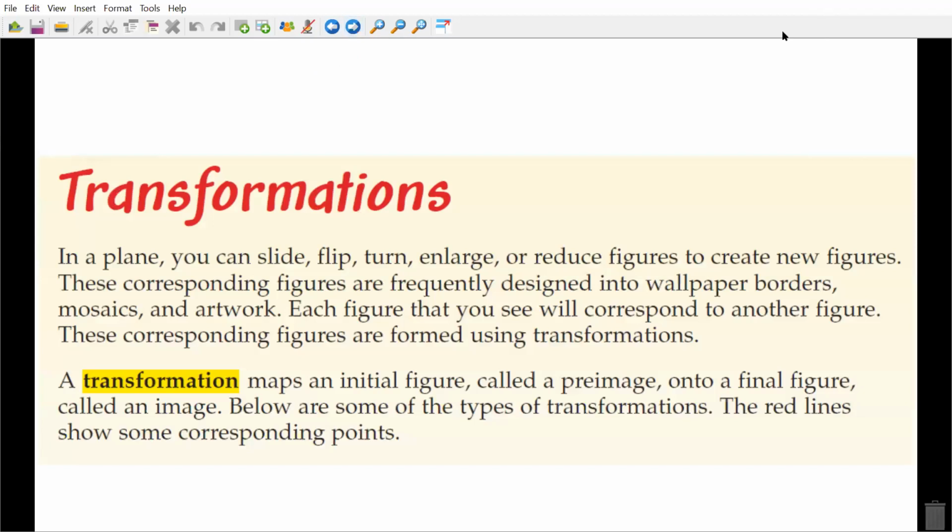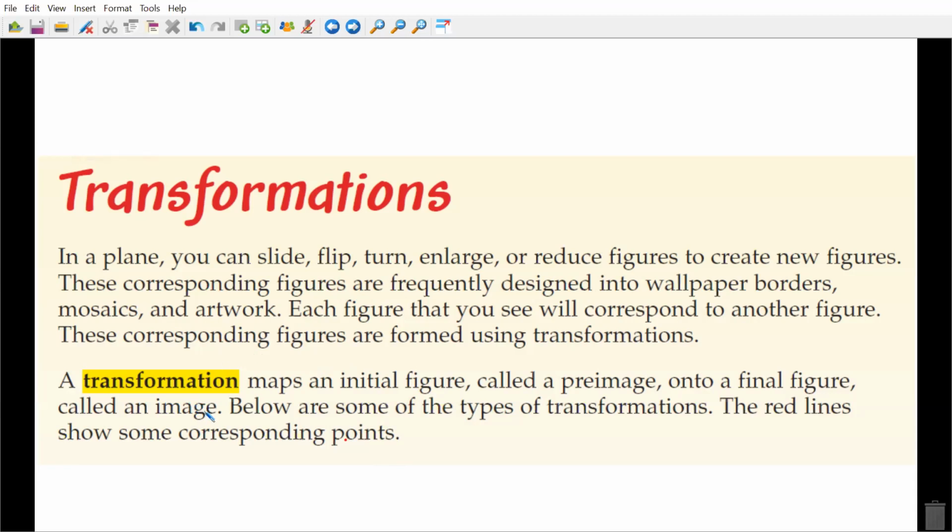Now, we were talking about transformations, okay? This is when Carol was able to read for us. In a plane, you can slide, flip, turn, enlarge or reduce figures to create new figures. These corresponding figures are frequently designed into wallpaper, borders, mosaics, and artwork. Each figure that you see will correspond to another figure. These corresponding figures are formed using transformations.